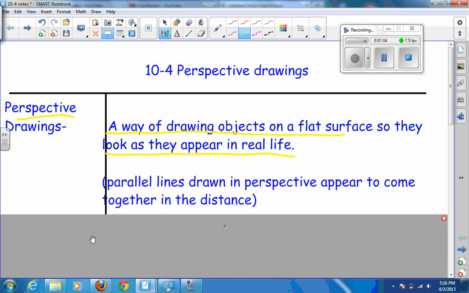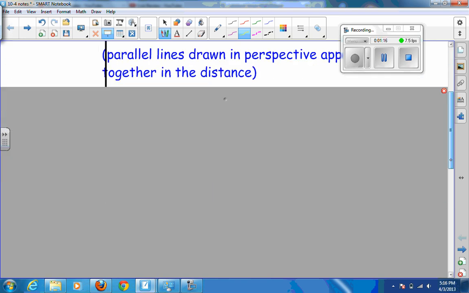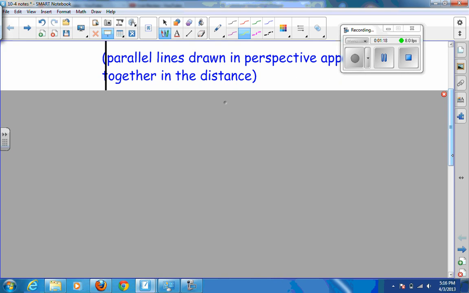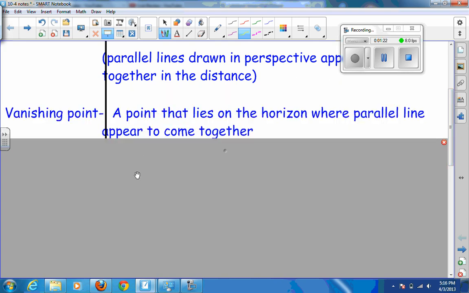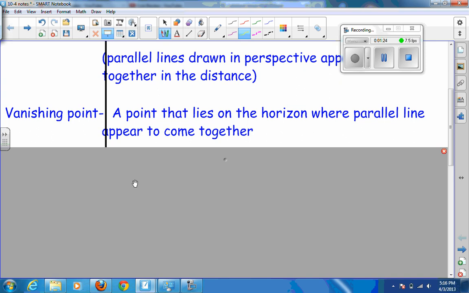In perspective drawing, parallel lines are drawn in perspective and appear to come together in the distance. Okay. So more stuff about perspective drawings. Those parallel lines come together in the distance. It seems as though they just kind of meld together. A vanishing point. A vanishing point is a point that lies on the horizon where parallel lines appear to come together. Okay, parallel lines appear to come together. Should be an S there.